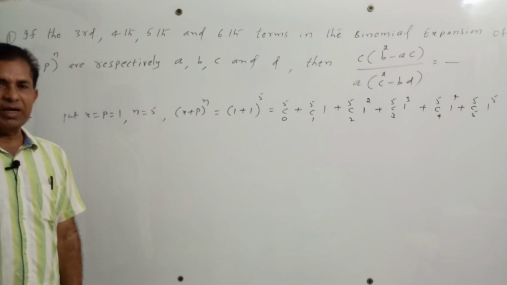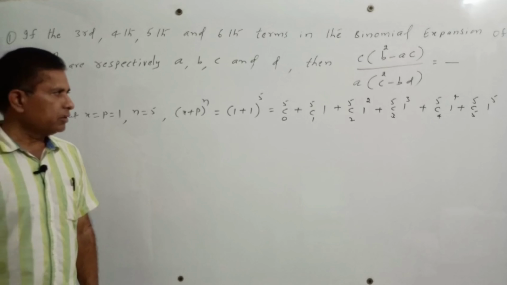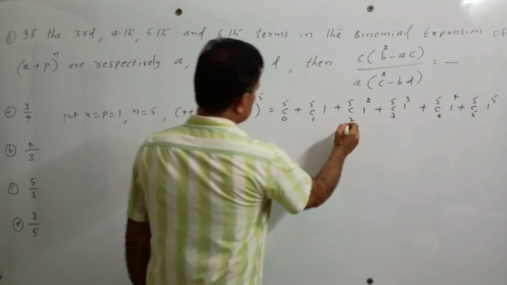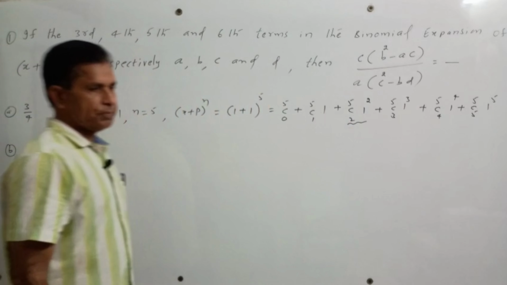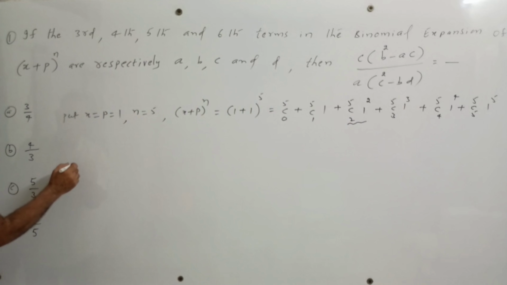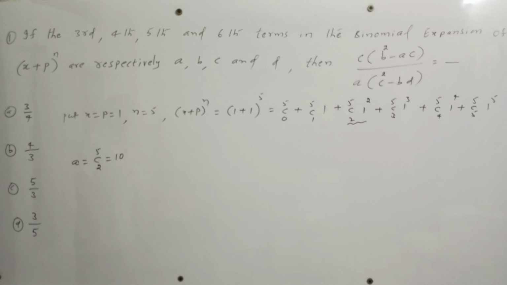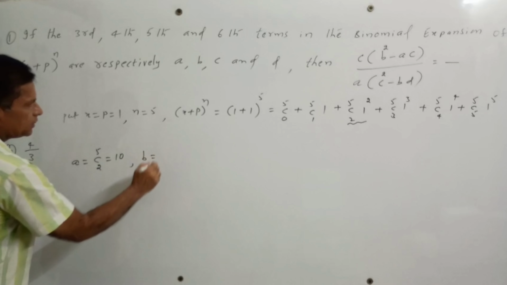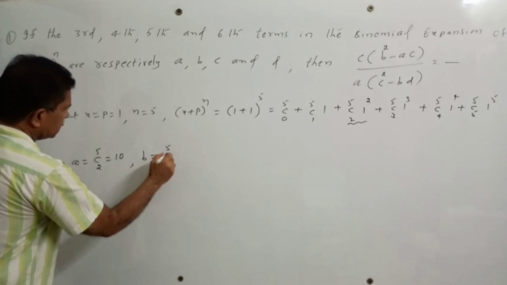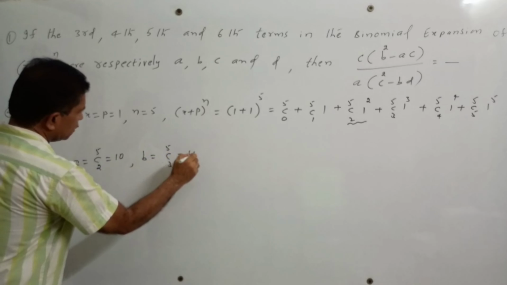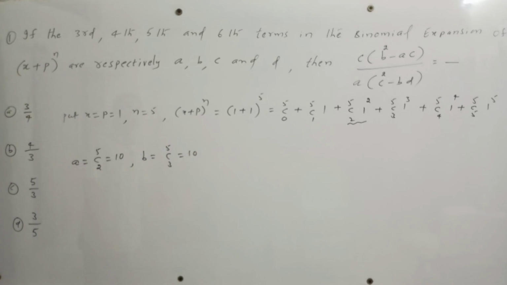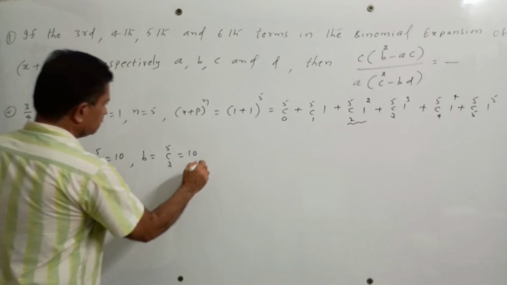So in the problem he had given a representing the third term. So this is the third term of the binomial expansion. So I am writing here a = 5C2. You know the value of 5C2 is 10. And b representing the fourth term. Therefore b = 5C3. 5C3 means 10 only. Fifth term is c.